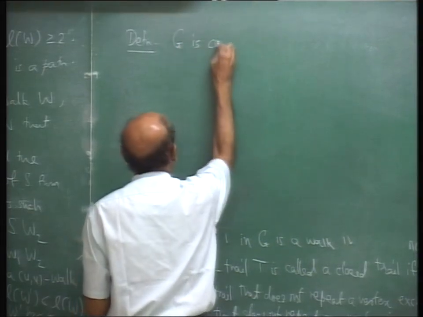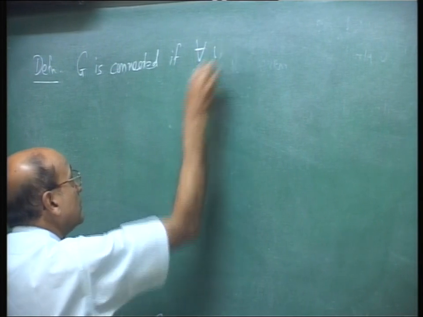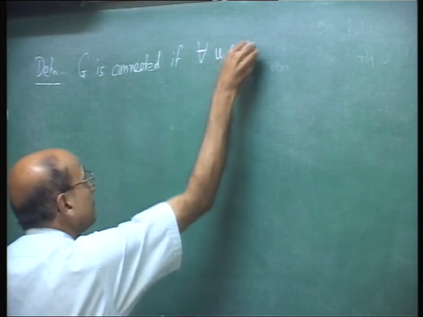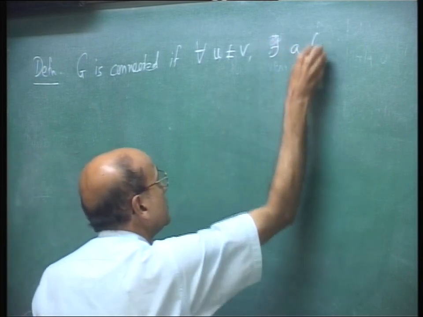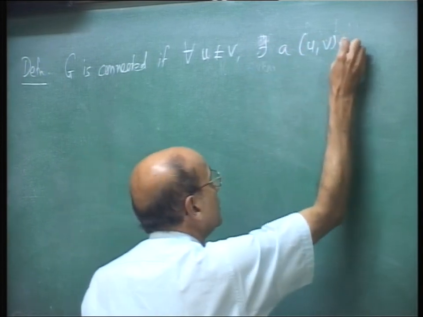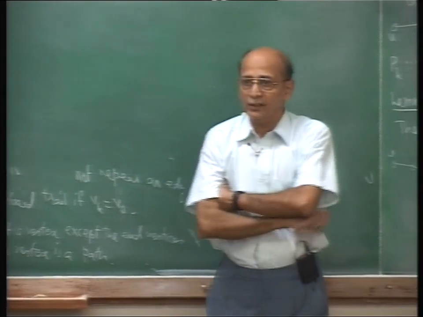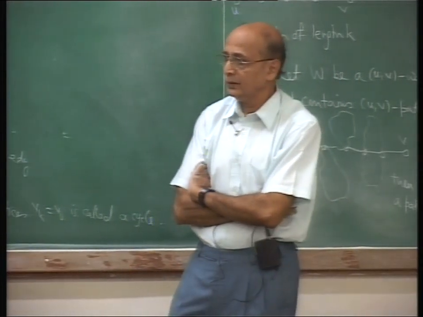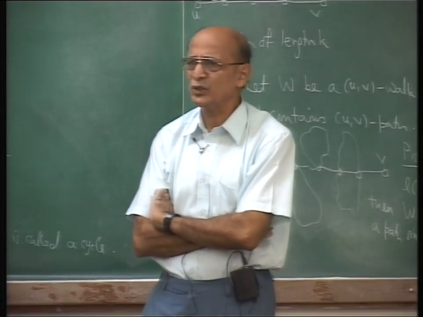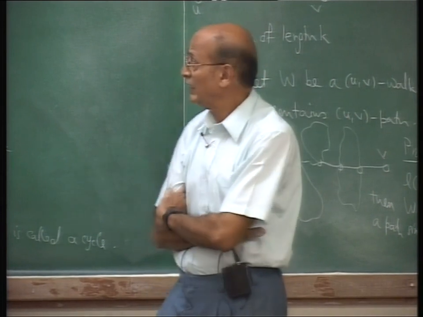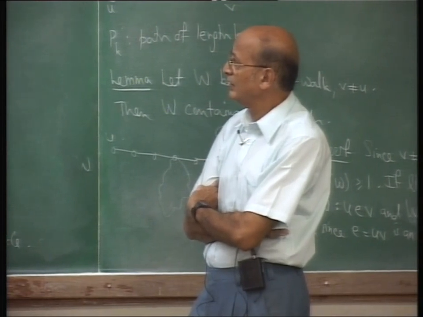G is connected if there is a path from U to V. Essentially, most of the graphs that we have seen so far are connected. What happens if the graph is not connected?